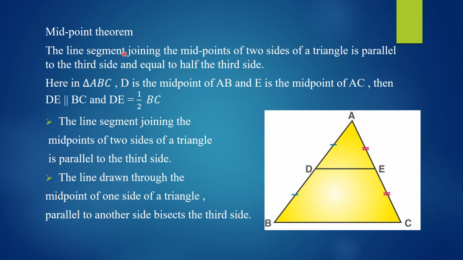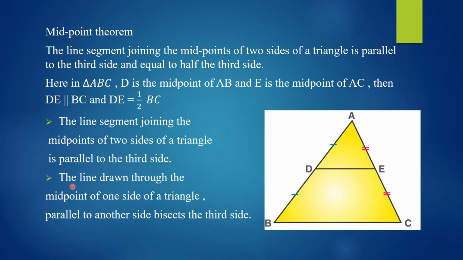The line segment joining the midpoints of two sides of a triangle is parallel to the third side and equal to half of the third side. Here let us take a triangle ABC where D is the midpoint of the side AB and E is the midpoint of the side AC. Then we can say that the line segment DE will be parallel to the third side BC and it will be half of BC. This is known as midpoint theorem.